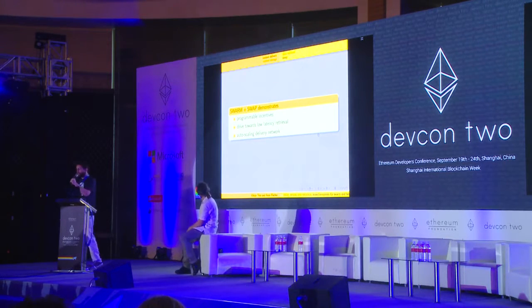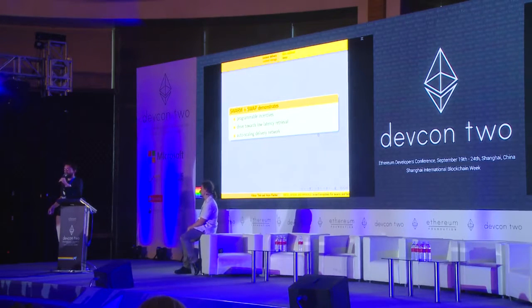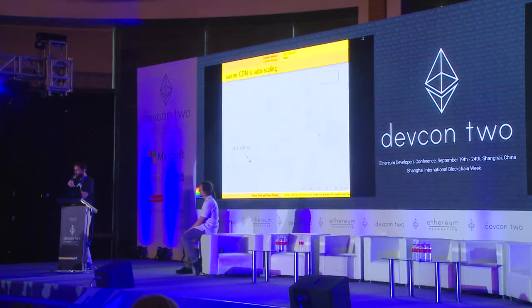So what does this get us? Swarm with the SWAP accounting system allows us to program the incentives of every node. So we're assuming every node is a profit-maximizing rational actor. And one of the effects of the way we've designed it so far is that as a content delivery network, the Swarm will be automatically scaling.